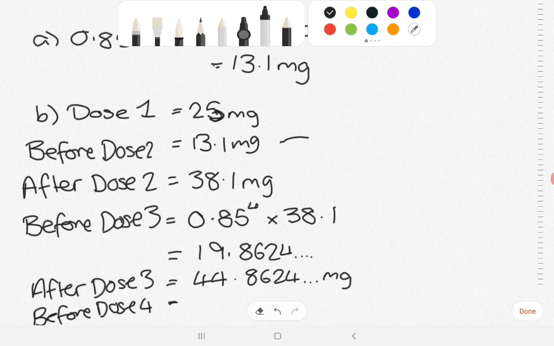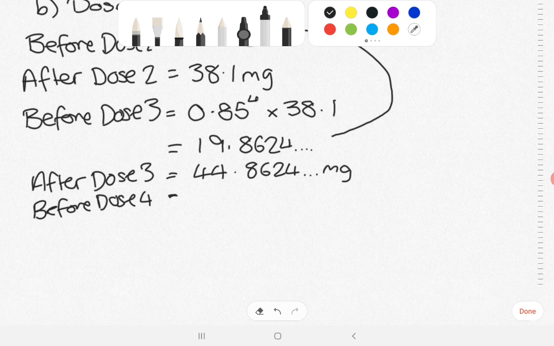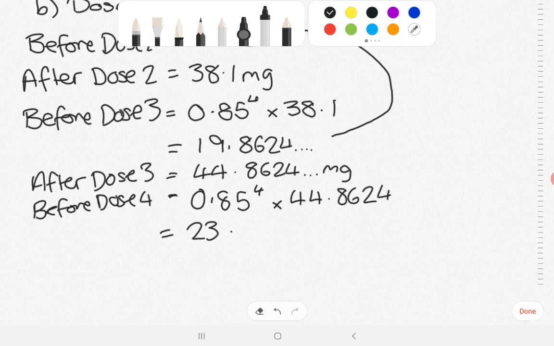Okay, and then it looks likely that just before dose 4, it will be above 20, because look at how much it's jumped between just before dose 2 and just before dose 3, but we need to show it mathematically, we need to check. So we've got 0.85 to the power of 4 times that 44.8624, and this time we would get 23.41. So it means that after 3 doses, it's continually over 20mg.